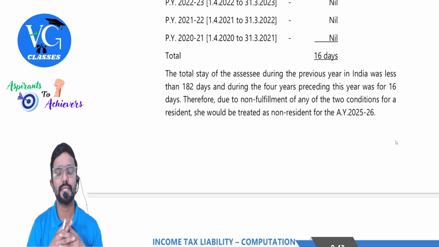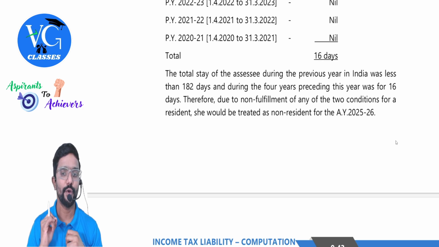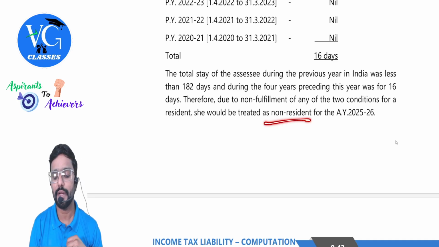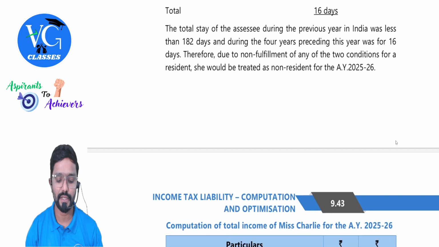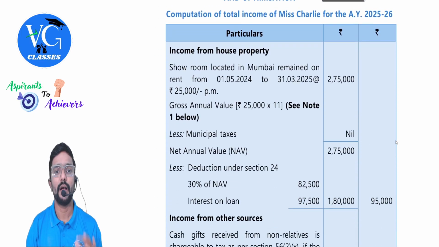The total stay of the assessee during the previous year in India was less than 182 days, and during the 4 years preceding this year was 16 days. Therefore, due to non-fulfillment of either of the two conditions for a resident, she would be treated as a non-resident for assessment year 25-26. Okay, sir. This is the first answer.